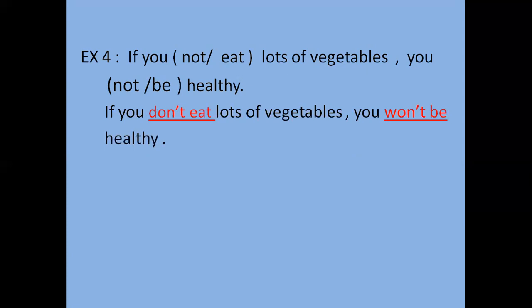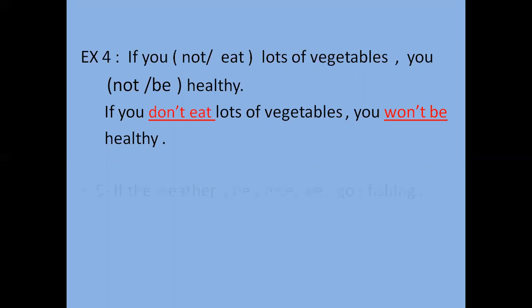Look at this example. We start with if, and after if we put the first clause in negative present simple because we have "not". Then we put a comma in the middle, and after the comma we put the second clause by using will not plus verb stem, or won't plus verb stem, because we have "not". So the answer will be: if you don't eat lots of vegetables, you won't be healthy.